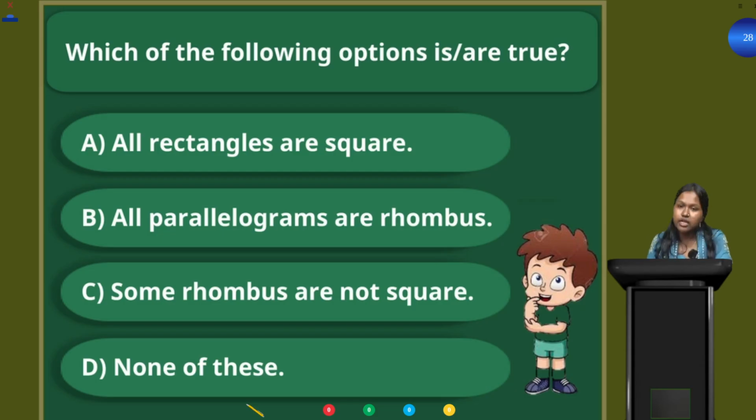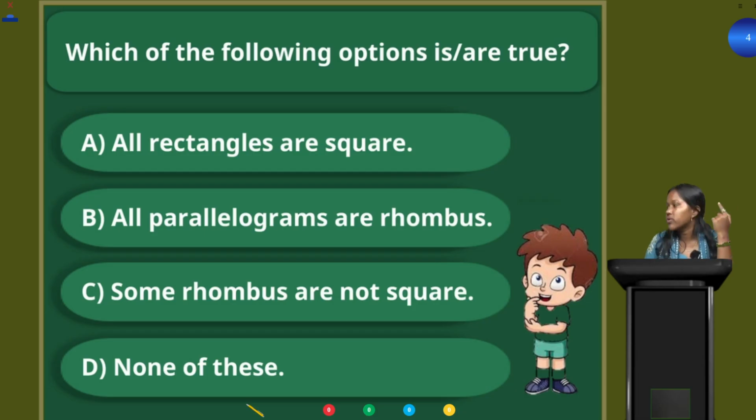All of you think logically and try to give the answer. I gave you 30 seconds time. So all of you try to answer this question. Think logically. Are all rectangles square? Imagine a rectangle figure in your mind and think whether this is a square or not.